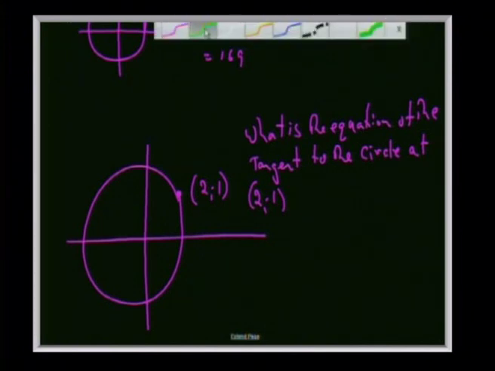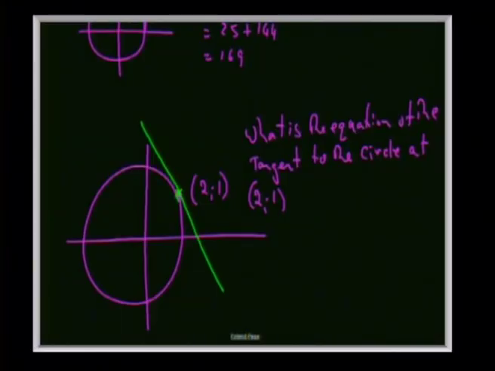Now, what are they talking about, a tangent? A tangent would be like the tar road is to your motorcycle tire. It touches it at one point only. Drawing it in here. There is your tangent, and there is the point of intersection.